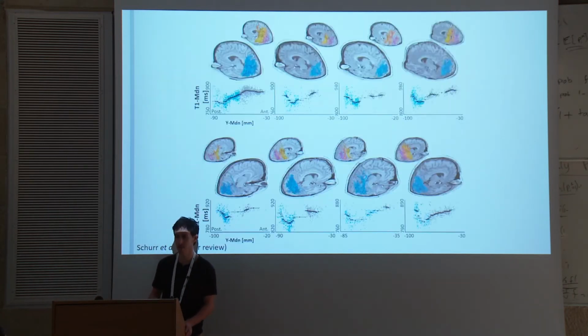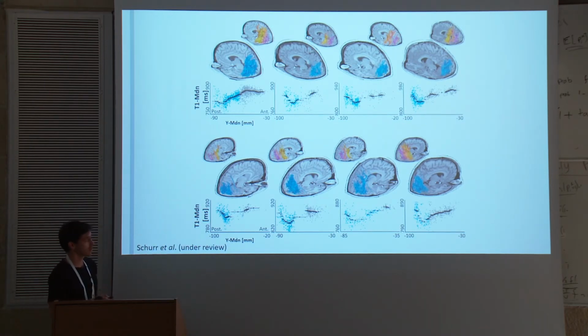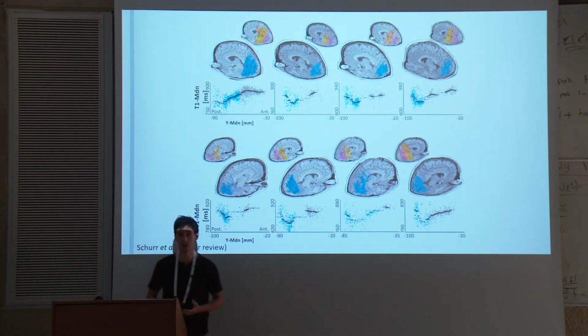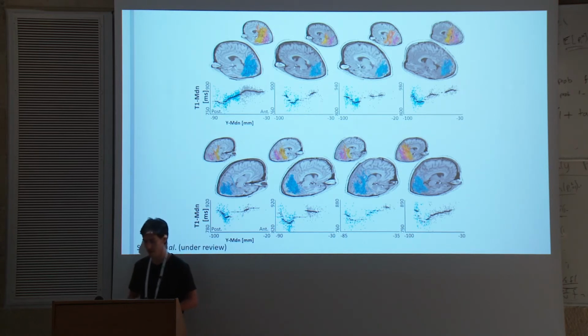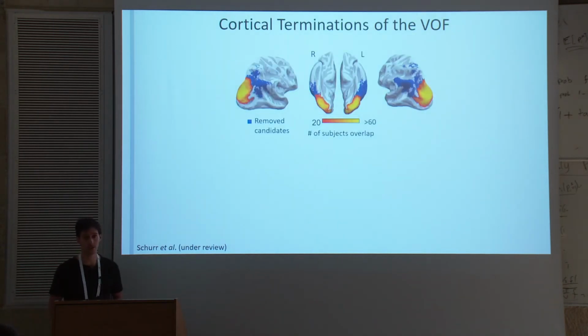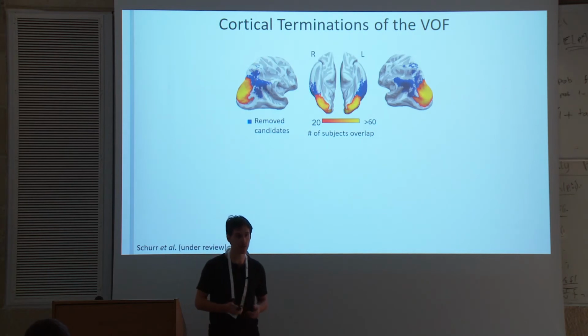So we repeated this for the entire almost 90 subjects that we had, and we saw a very similar trend across all subjects. And then using this identified VOF, we could start asking things about the tract itself, or what can we learn about it now that we identified it and we're pretty sure about its identification. So one thing we did here is just one example. We took a surface-based approach for studying the cortical terminations of the VOF.